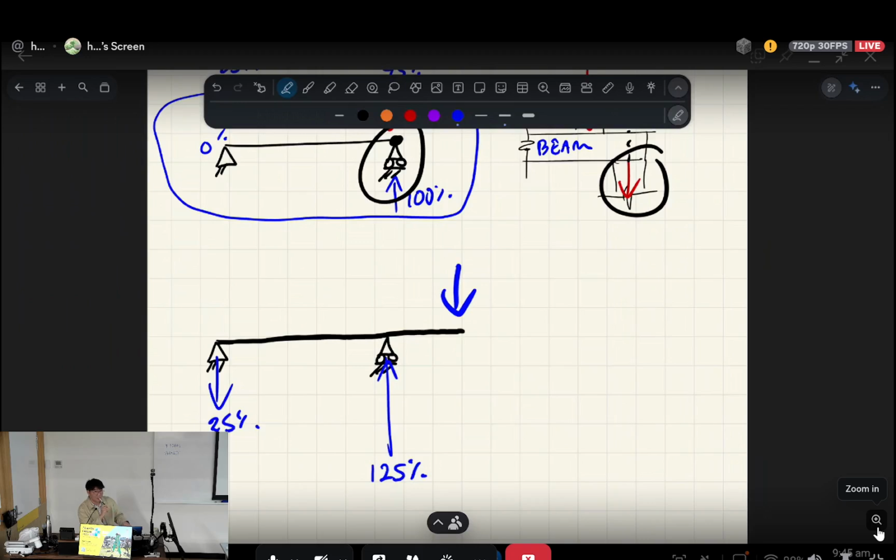Okay, so this is good for you guys to understand at a physical level, not just I'm applying these equations and then these are the reactions that I output. Okay, does that make sense? Okay.